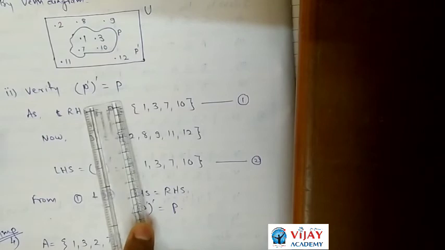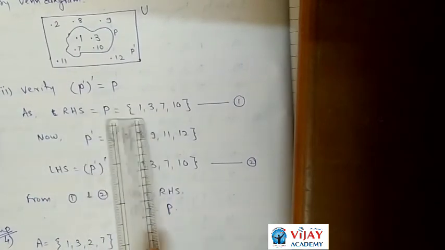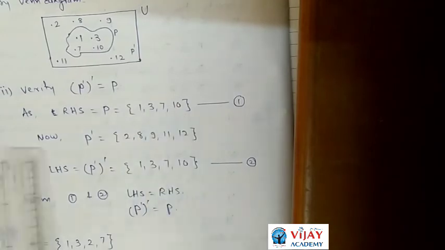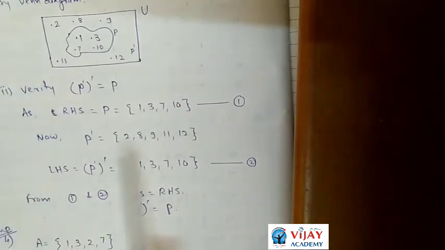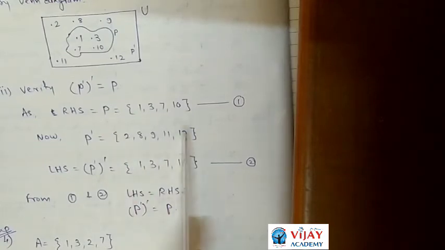is equal to P. RHS: first we write down the elements of P: 1, 3, 7, 10. Already you know the elements of P dash: 2, 8, 9, 11, 12. You know the process to find the complement of a set: remove all the elements which are present in the given set from the universal set.